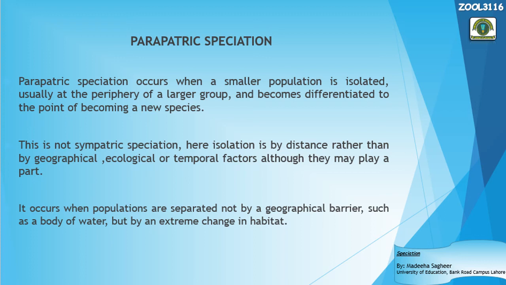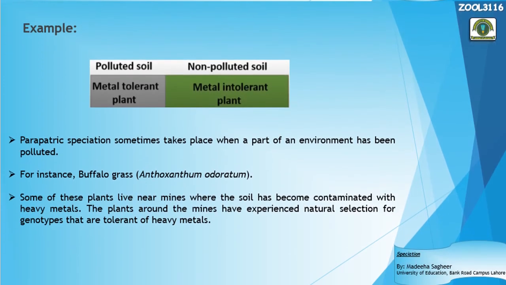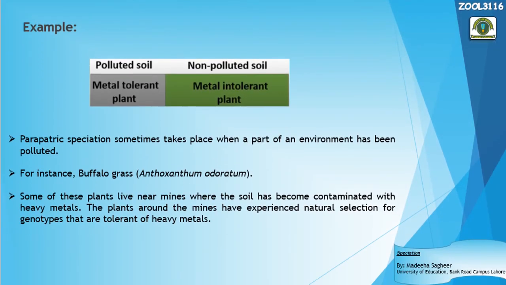It occurs when populations are separated not by geographical barriers such as a body of water, but by an extreme change in the habitat. The species is the same, but a small group subjected to the change in habitat will adapt to that habitat and ultimately develop into a new species. Okay, here is an example of parapatric speciation.